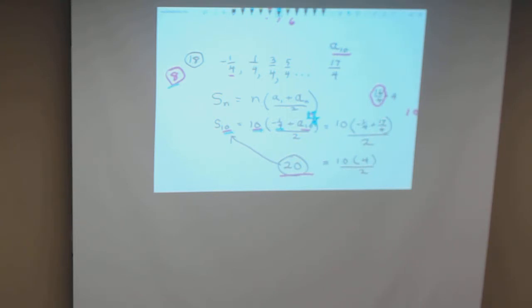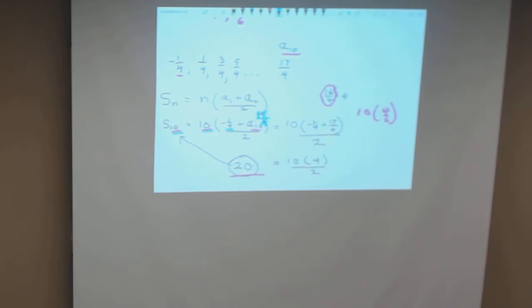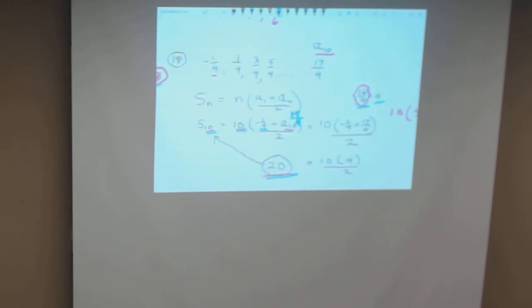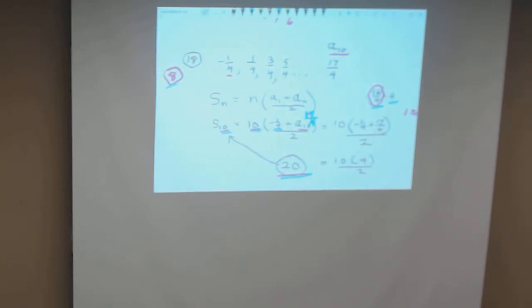So what's 17/4 plus -1/4? That's 16/4, isn't it? Oh, that's 4. What's 4 divided by 2 times 10? 20. So the sum of the first 10 terms, you go, wait a minute, you're going to add all those fractions up and get 20?